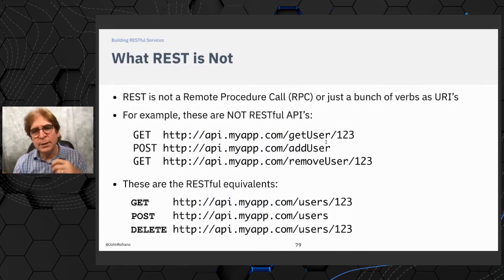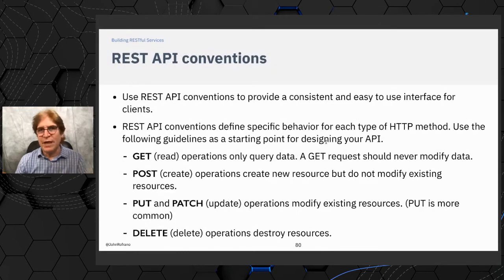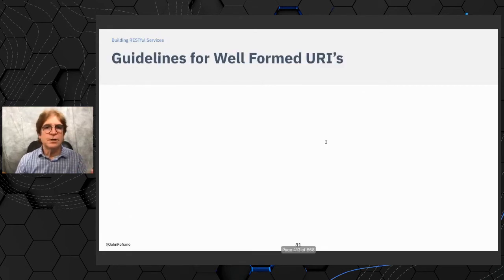You don't want to put action words, not get user, add user. It's implied by the verb that you use. So the correct ones are on the bottom: get users, post users, delete users. You don't have to change the name of the API all the time. So if you haven't guessed yet, get is a read, post is a create, put and patch do an update, and then delete, of course, does a delete.